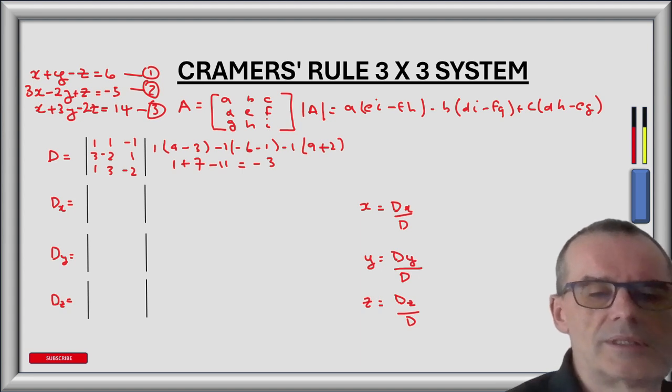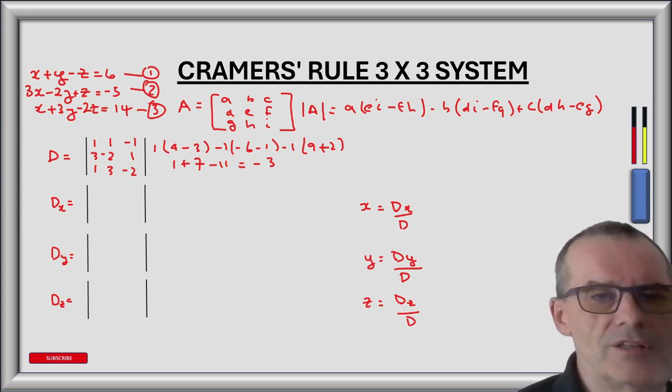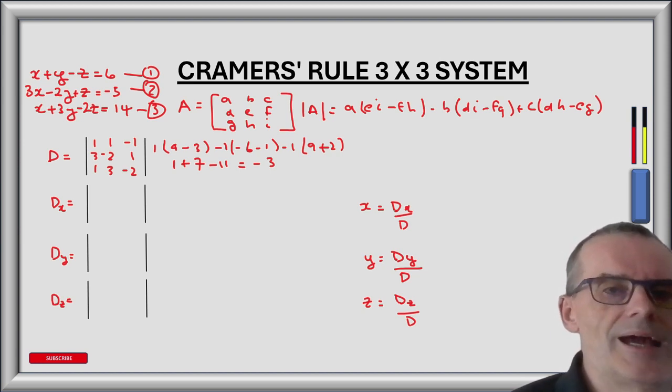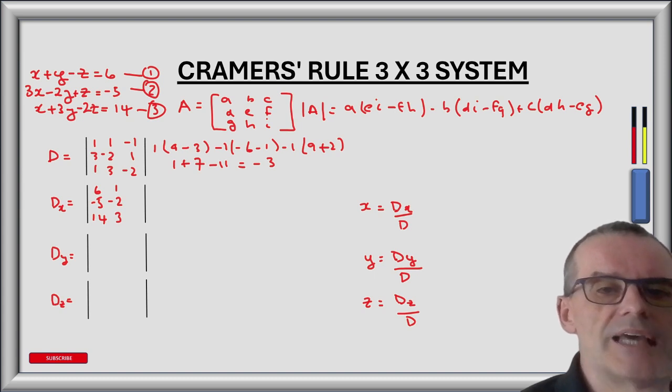So let's calculate the determinant of the X matrix now. Let's write the X matrix in first. For the X matrix, we need to replace the X coefficients with the answer values, which are to the right of the equal sign. So the answer values are 6, minus 5, and 14. And we leave the Y coefficients the same. So we have 1, minus 2, and 3. And we leave the Z coefficients the same, minus 1, 1, and minus 2.